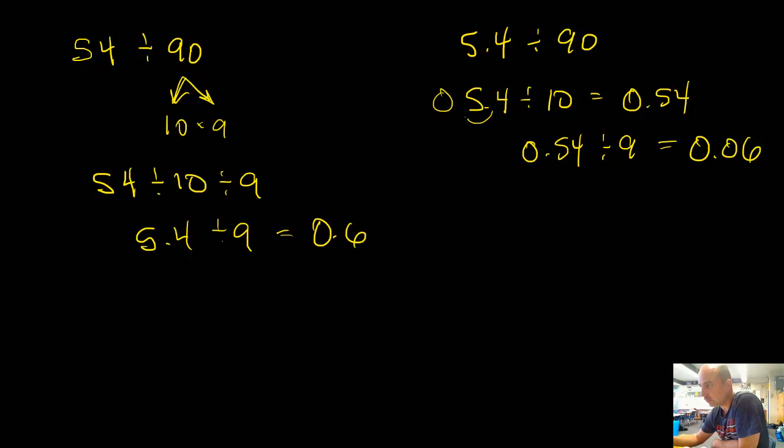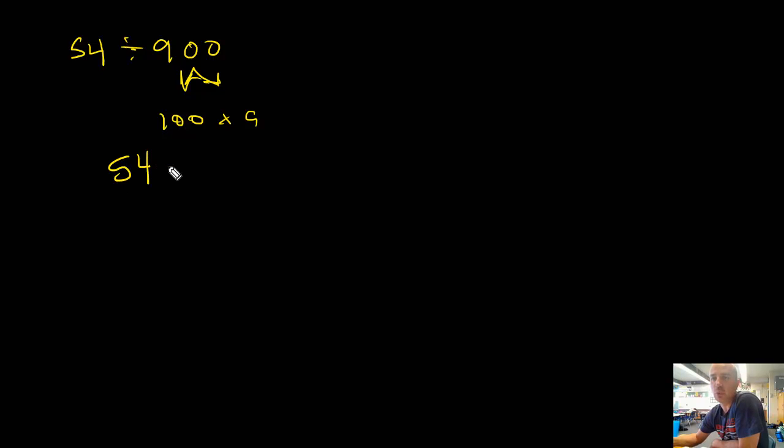Okay. Let's take a look at something a little bit different. Let's do 54 divided by 900 here, okay? If we divide by 900, I gotta decompose this, I gotta split this out. How can I make 900? I can do that by 100 times 9, right? So let's do 54 divided by 100, and then whatever we get, we're gonna divide that by 9.